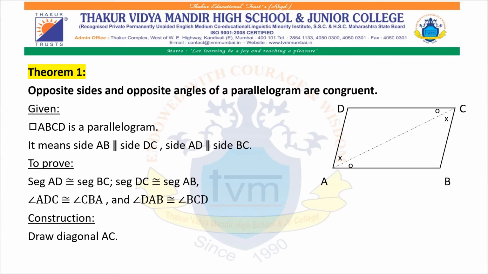Theorem 1. Opposite sides and opposite angles of a parallelogram are congruent. Given: quadrilateral ABCD is a parallelogram, it means side AB is parallel to side DC and side AD is parallel to side BC. To prove: seg AD congruent to seg BC, seg DC congruent to seg AB, angle ADC congruent to angle CBA and angle DAB congruent to angle BCD. Construction: draw diagonal AC.